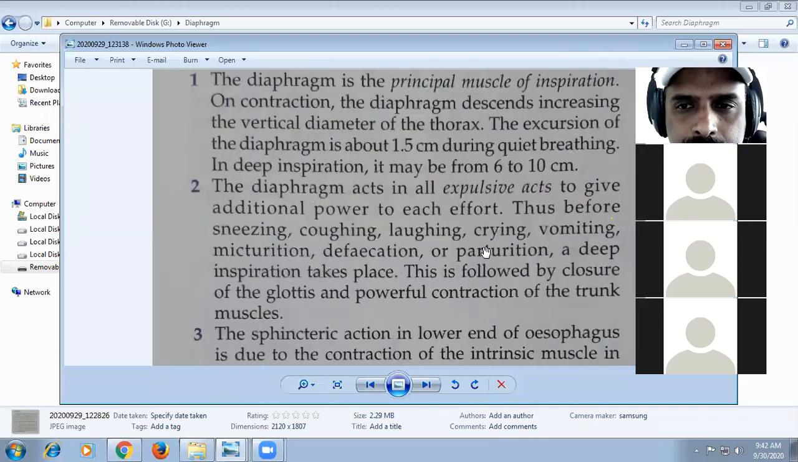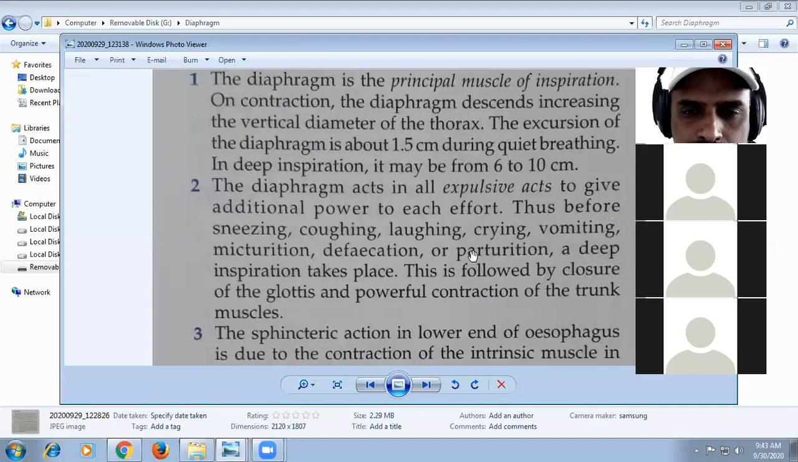Then the diaphragm acts in expulsive acts to give additional power to each effort. What are expulsive acts? Sneezing, coughing, laughing, crying, vomiting, micturition, defecation, parturition, giving birth to a child. Deep inspiration takes place, followed by closure of the glottis in the larynx and powerful contraction of the trunk muscles. So this is one most important action of the diaphragm, the expulsive acts: sneezing, coughing, laughing, crying, vomiting, micturition, defecation or parturition. During all these, the diaphragm has this important action.